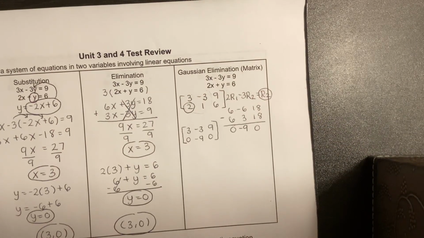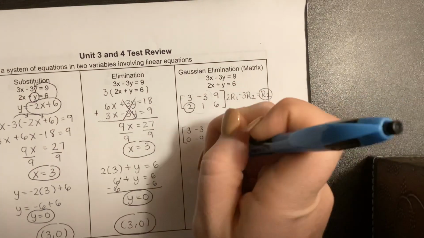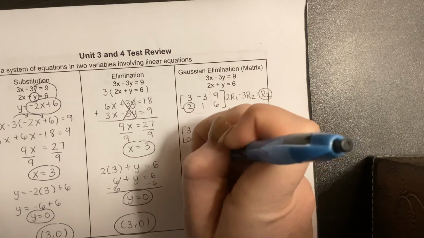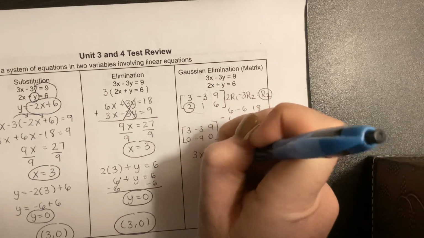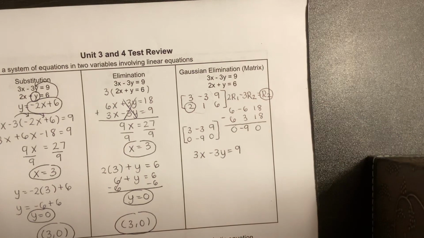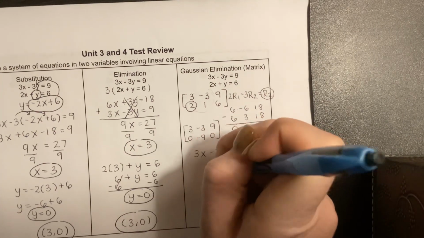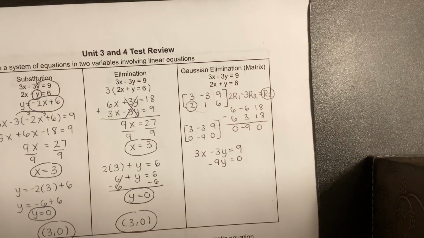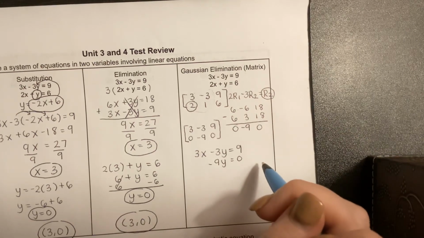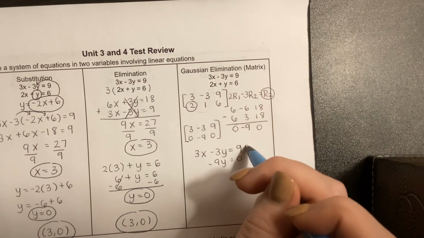I'm going to rewrite it as an equation, and then I'm going to solve. So I'm going to have 3x minus 3y equals 9. Again, that equation did not change, but this bottom one has become -9y is equal to 0. So we're going to do back substitution. So you start at the bottom and you work your way up.